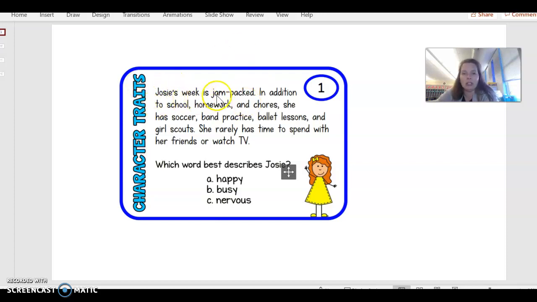Josie's week is jam-packed. In addition to school, homework, and chores, she has soccer, band practice, ballet lessons, and Girl Scouts. She rarely has time to spend with her friends or watch TV. So it says she has a jam-packed weekend. She has lots of things to do. Okay, she says she rarely has time to watch TV.